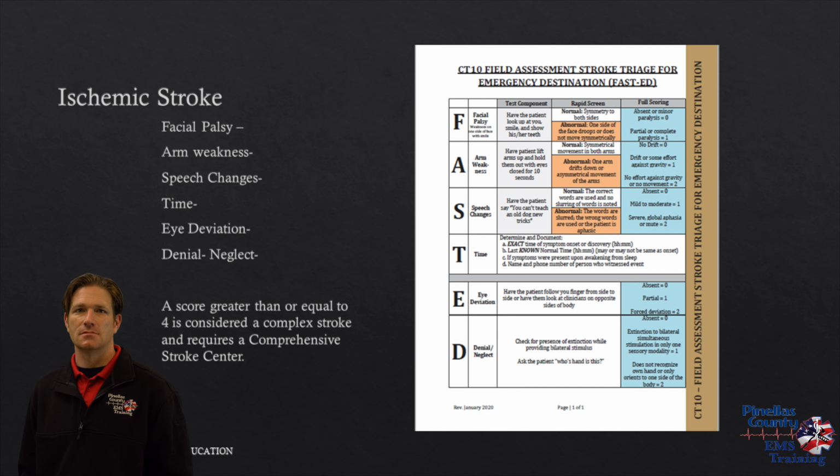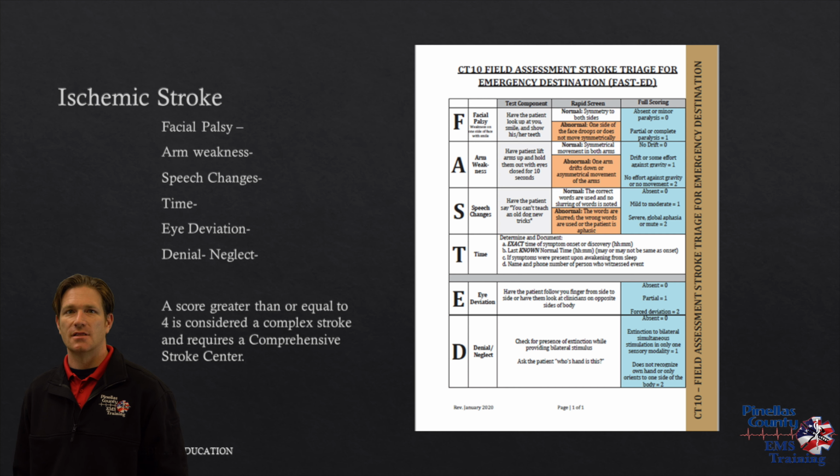Here's our scorecard, like playing mini golf. Any score greater than or equal to 4 is going to need to be transported to a comprehensive stroke center. The higher the score, the more complex the stroke is and the more parts of the brain are involved. So it increases the probability of needing neurosurgery.